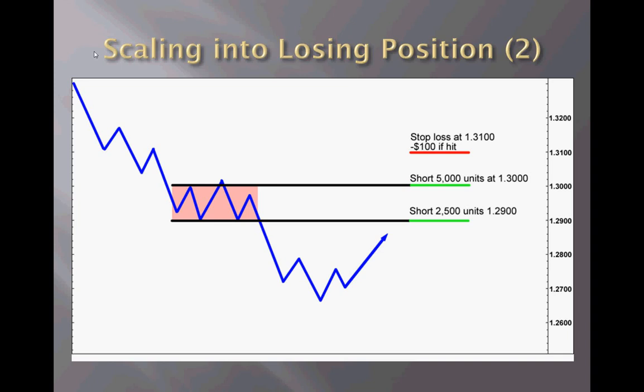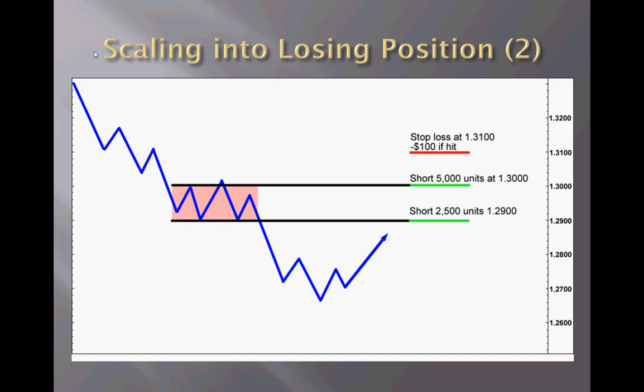Short 5,000 units of euro-dollar at the 1.30 level. Again, according to our pip calculator, 5,000 units of euro-dollar means your value per pip is 50 cents. With your stop at 1.31, you have a 100 pip stop on this position. If it hits that stop, that's a $50 loss: the value per pip movement of 50 cents times stop loss of 100 pips. Combined, this is a $100 loss if you're stopped out.